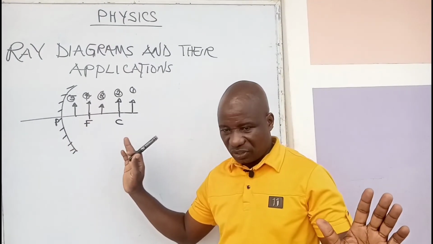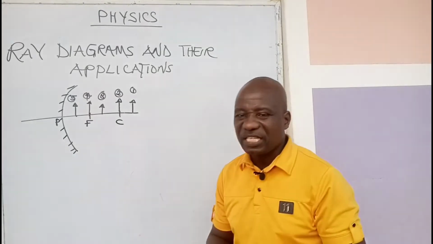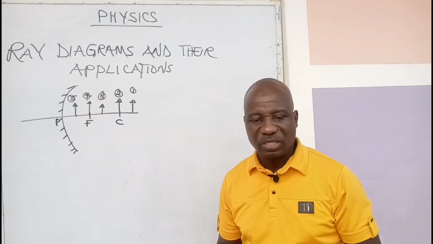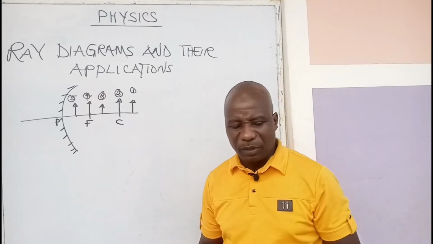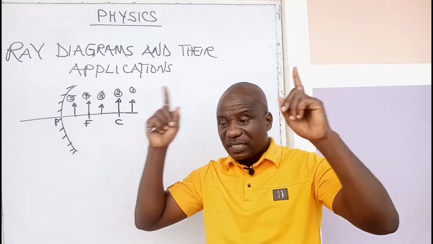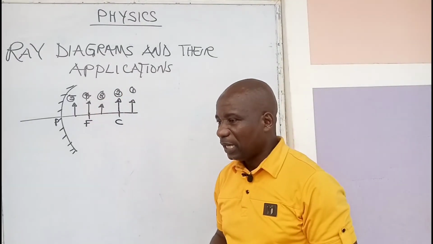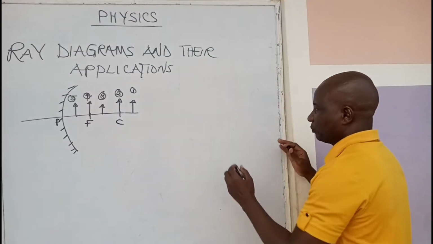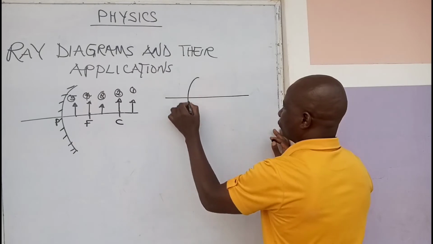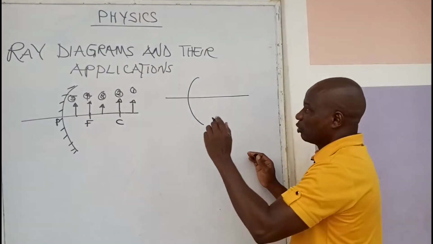Those are the positions. Now, let me see the nature of images that will be produced. You now see that it is very, very important. If you use those 3 ray diagrams that I initially drew for you, you will not have any problem. Let's do the first one. Please, I want you to be attentive. Look up and see the way I'm going to draw it.